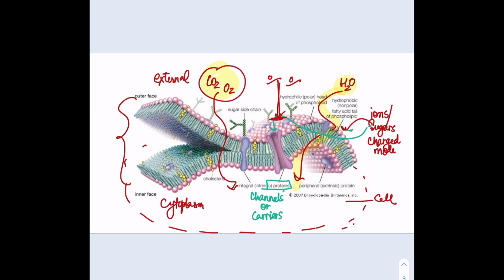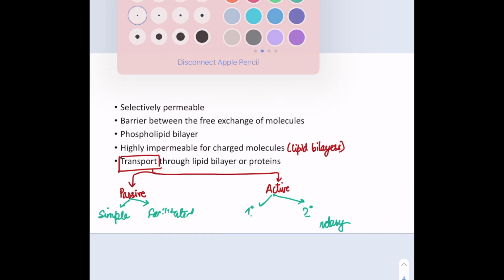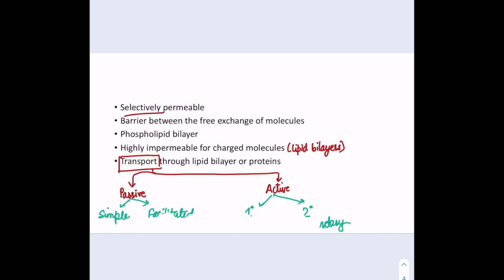The lipid part of the plasma membrane is impermeable to charged molecules, hence their entry is facilitated by proteins, which are also known as channels or carriers, which are specialized for this function and are present as an integral part of the plasma membrane. Hence, the plasma membrane is selectively permeable, allowing some solutes to pass easily over others, hence acting as a barrier.